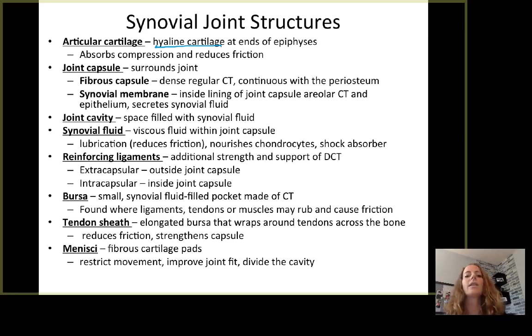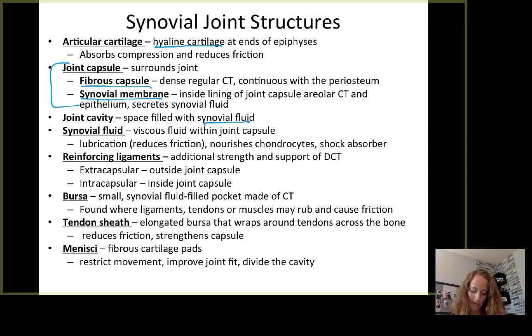That's hyaline cartilage that absorbs compression and reduces friction. Then you're going to have the joint capsule itself, and the joint capsule will be made up of a synovial membrane and a fibrous capsule. Inside that joint capsule, you're going to have the joint cavity, which is filled with synovial fluid. Synovial fluid is a fluid that you can analyze. It's a viscous fluid that is going to be lubricating and nourishing the chondrocytes, or the cartilage cells. It's also a shock absorber.